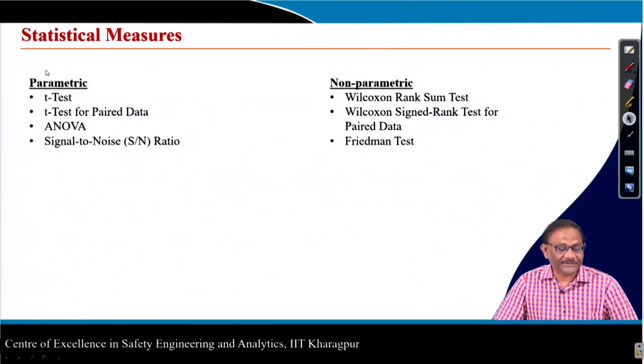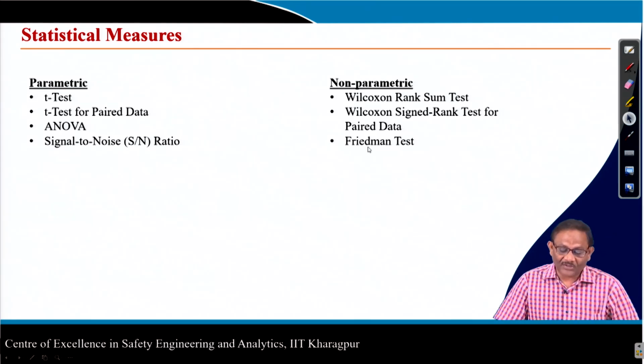You have already seen this slide, where I said that there are parametric and non-parametric measures. T-test for paired data and ANOVA are parametric. Then Wilcoxon rank sum test, Wilcoxon signed rank test for paired data, and Friedman test are non-parametric. We have discussed the T-test, and also the Wilcoxon signed rank test for paired data. Today we discuss ANOVA, repeated measures ANOVA and Friedman test.